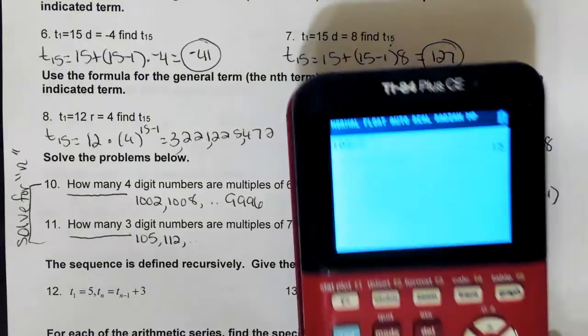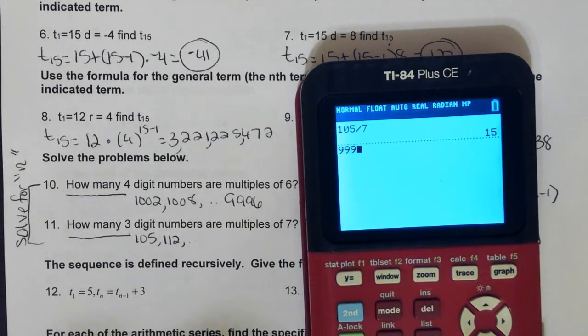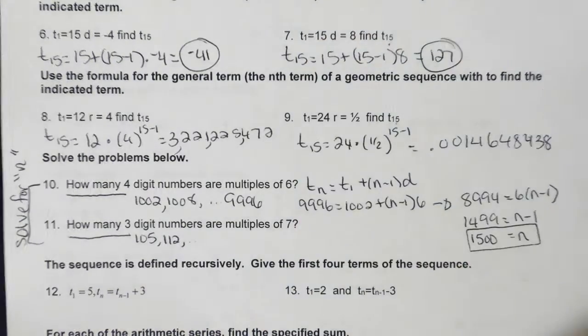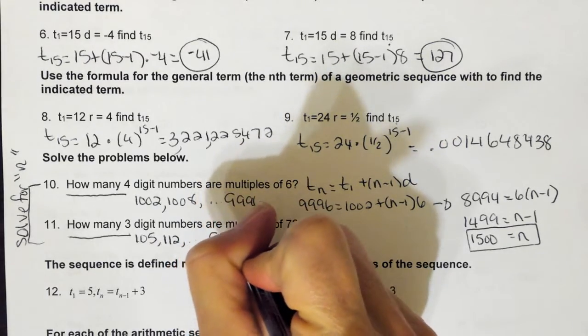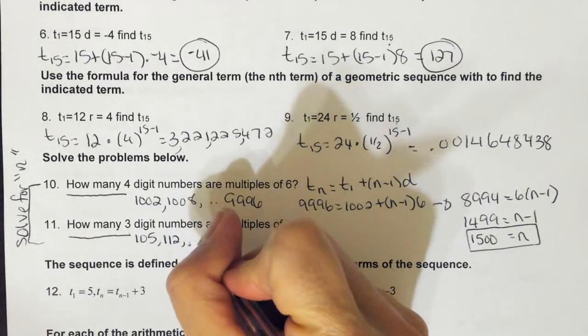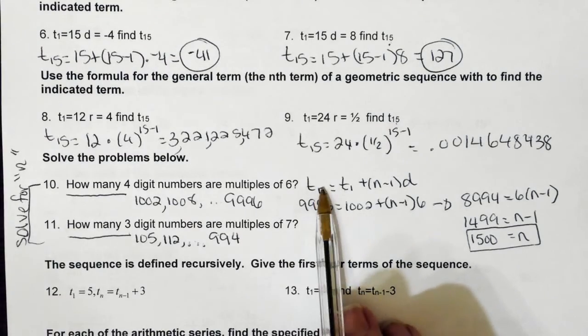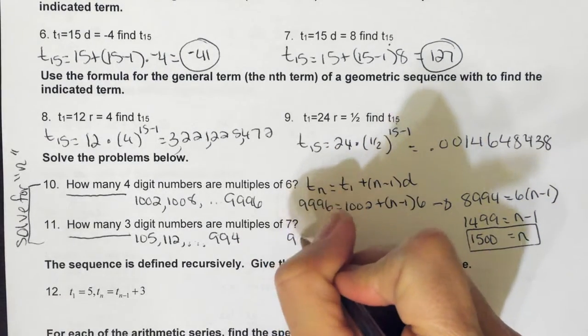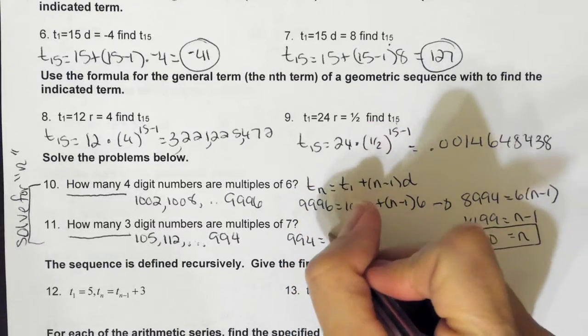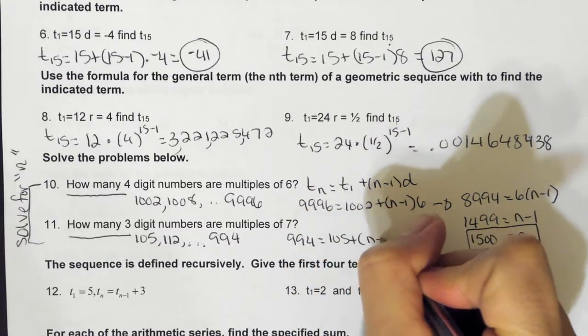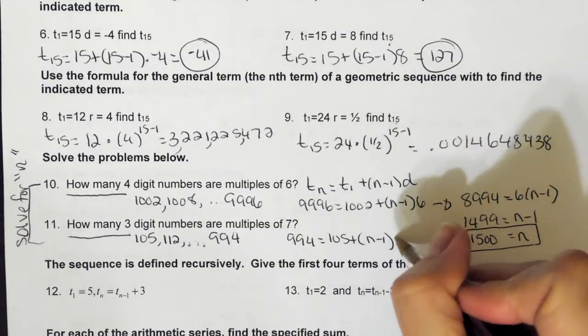I need to find the last 3-digit number. So your last 3-digit number, period, is 999. That does not divide by 7 evenly. And then we do 998, 997, 996, 995, and then we're going to do 994. And that's the last one that works, 994. Okay, so again, we're going to use this formula right here, same one. Tn represents the last term, so 994 equals the first term, 105, plus n minus 1 times d. This time my d is 7.